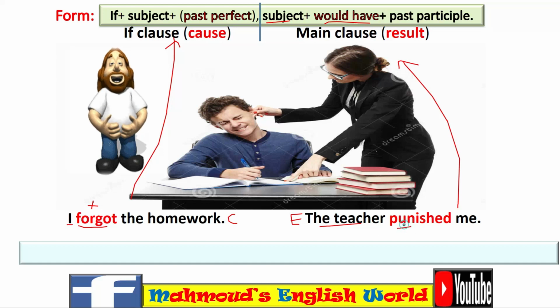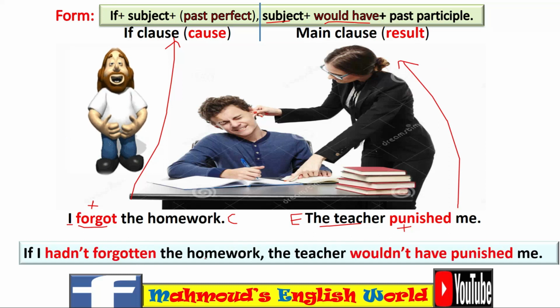Yes, wouldn't have, because this one is affirmative. Would should be negative. Wouldn't have, and the past participle is punished. So wouldn't have punished me. If I hadn't forgotten the homework, the teacher wouldn't have punished me.